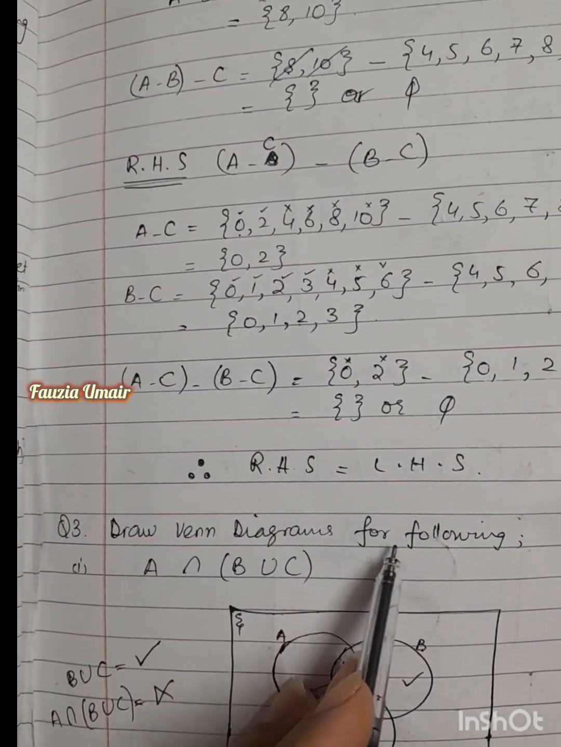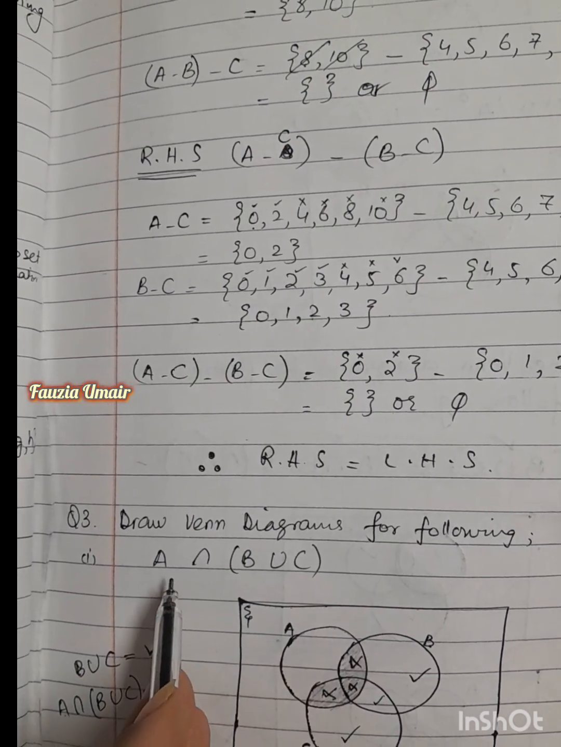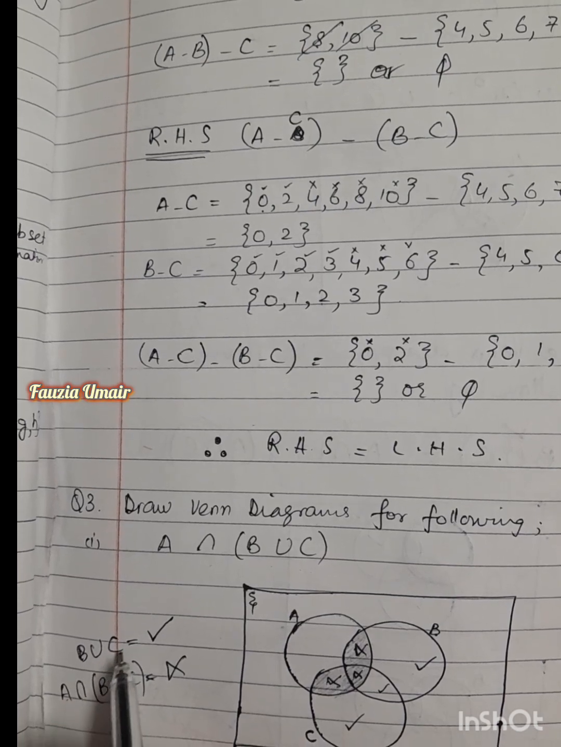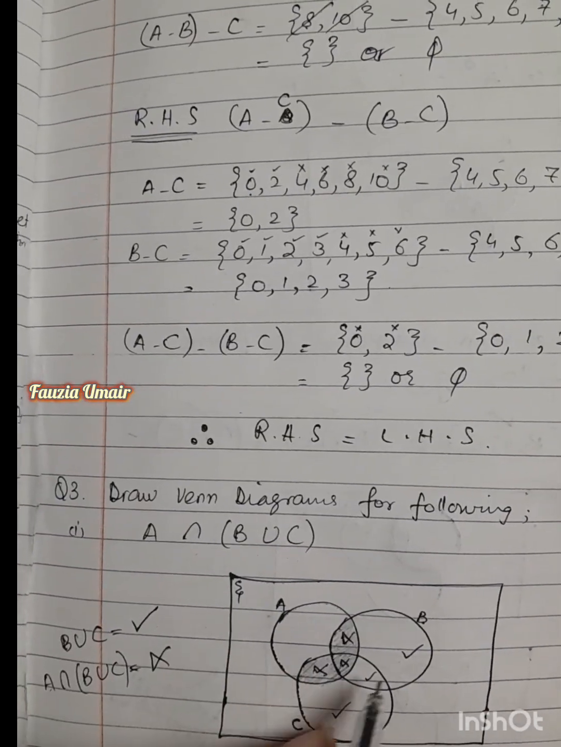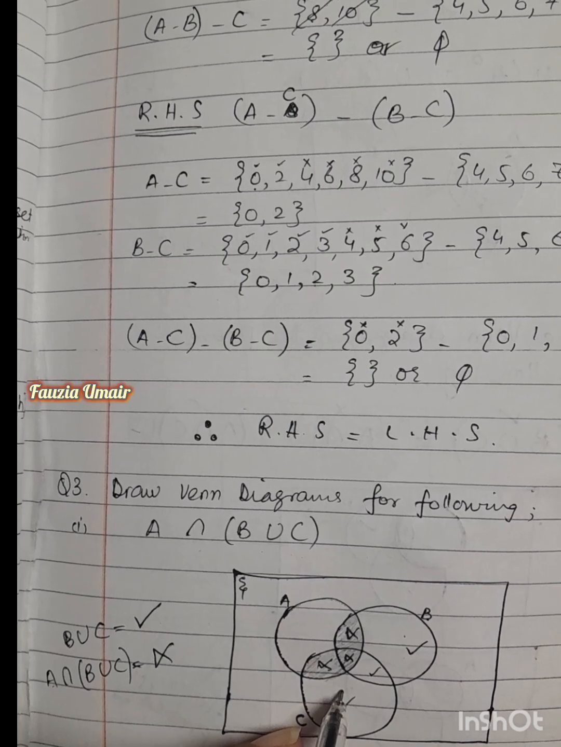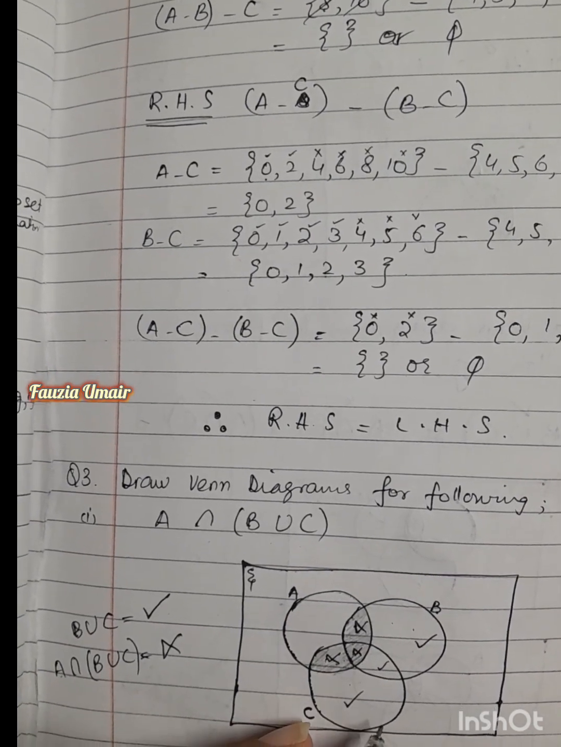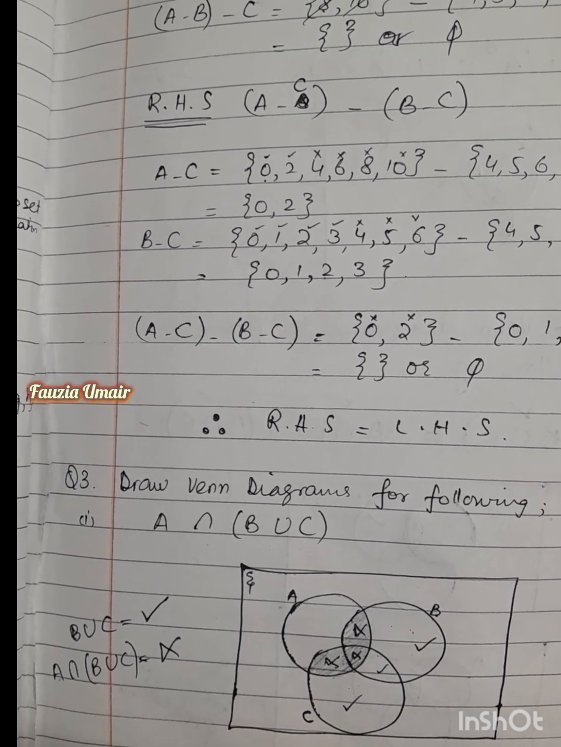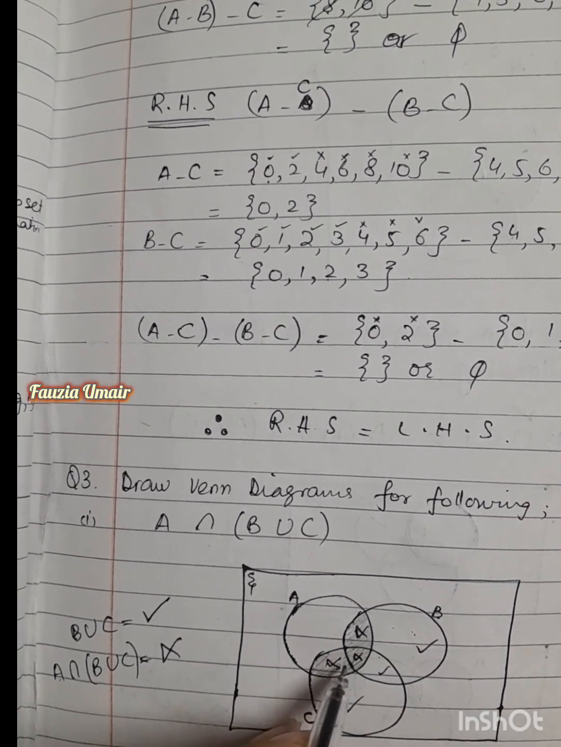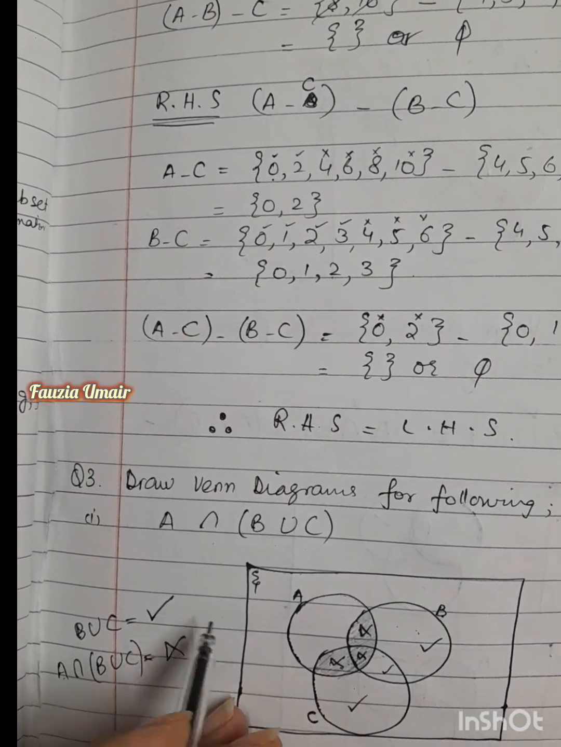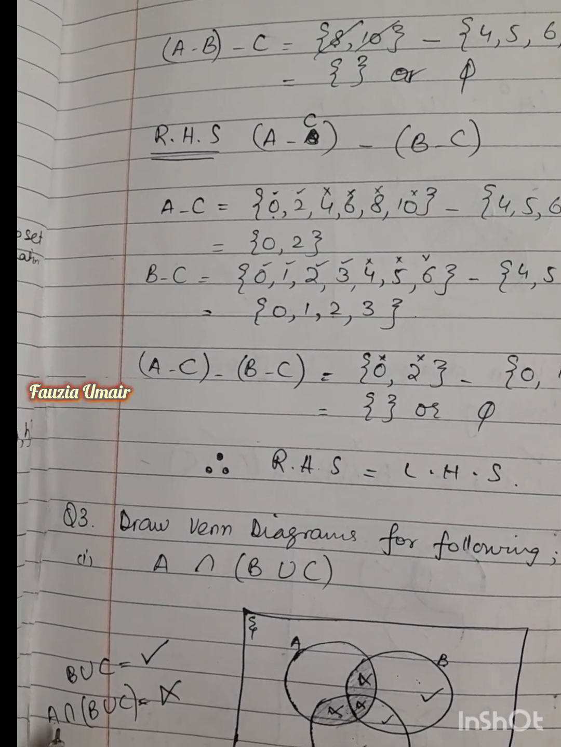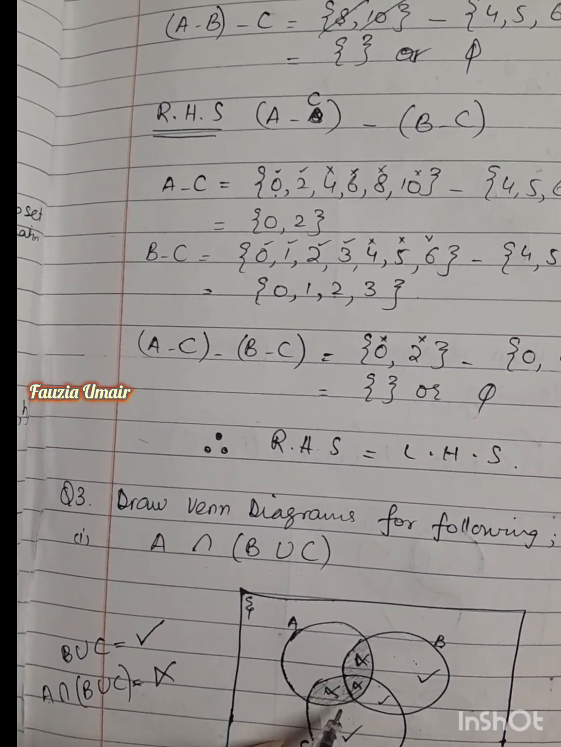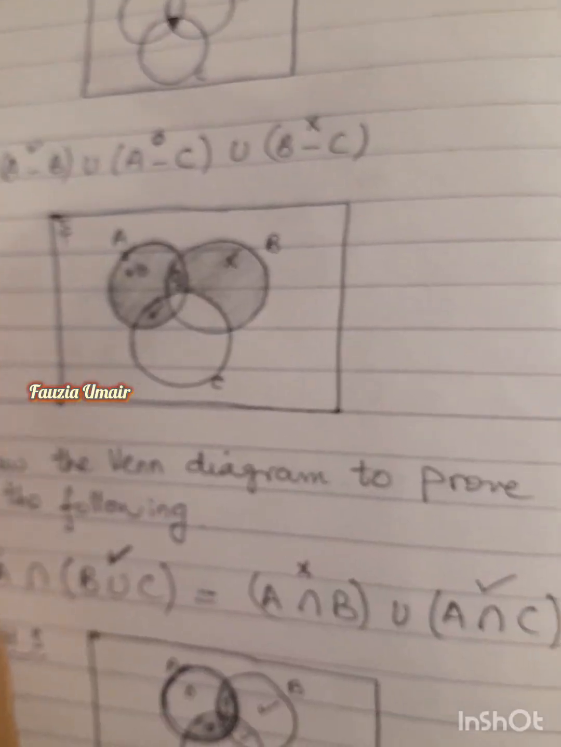Moving on to question number 3. Draw Venn diagrams of the following: A intersection B union C. I have used a different method from the book, so I hope this is more helpful to you. I have used different symbols to represent. You can see B union C is represented by a tick mark. There are 6 subsets which are included in B union C. So if I take A intersection B union C, the 3 portions will stay and the rest will be gone.